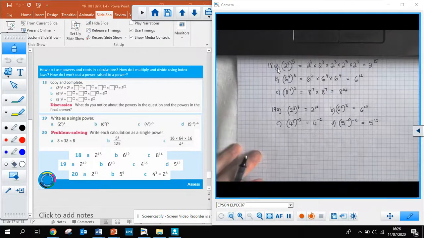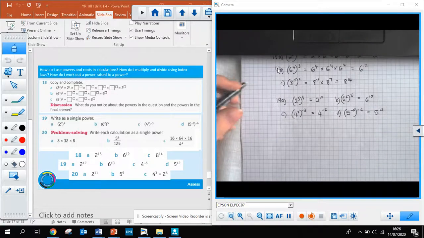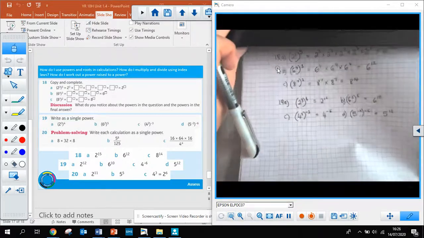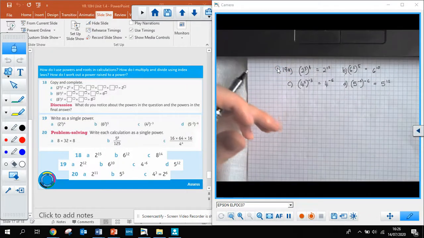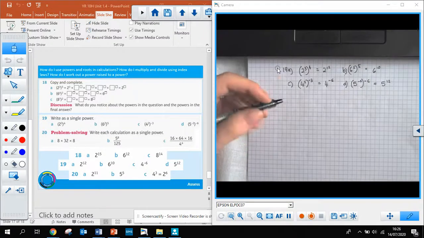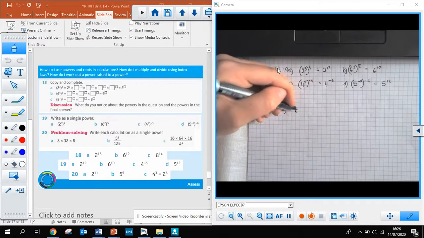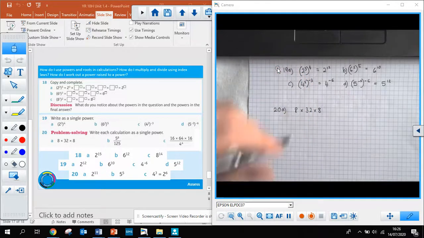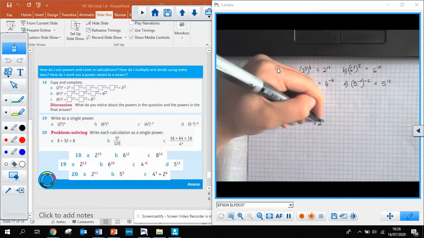Okay? And then question 20, the last one. It wants you to write each calculation as a single power. So we had to convert them. We had to change them from integers now to a number with a single power. Okay, so for question 20A, 8 times 32 times 8. I know that 2 cubed is 8. So those ones I can sort.